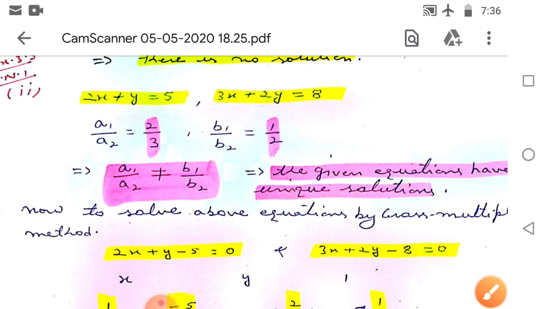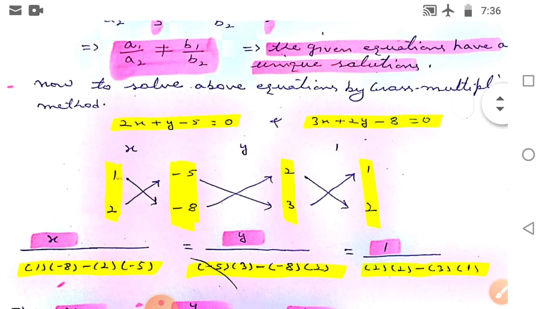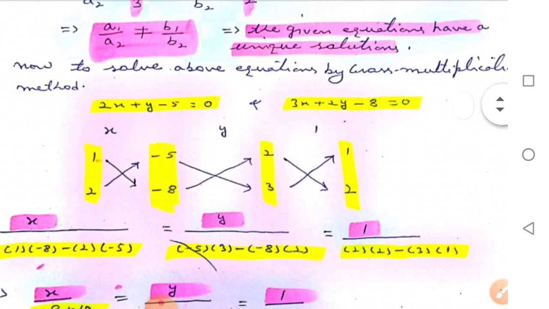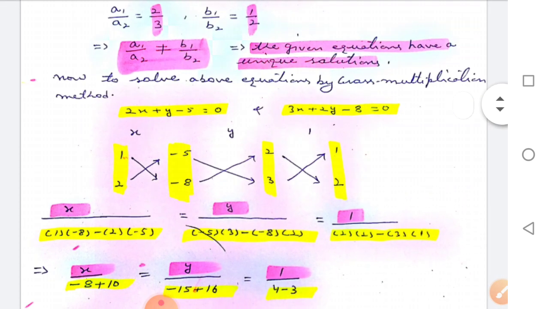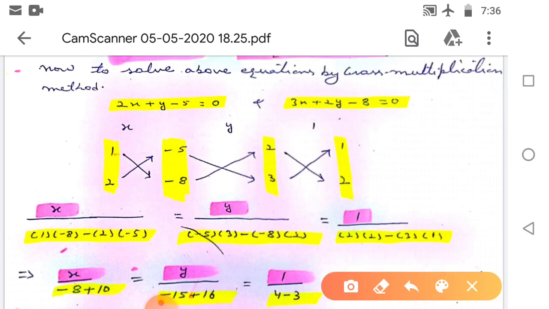Okay, so if we have unique solution, then you need to find the values of x and y by cross multiplication method. Okay, so equations are 2x plus y minus 5 is equal to 0, 3x plus 2y minus 8 is equal to 0. Clear?